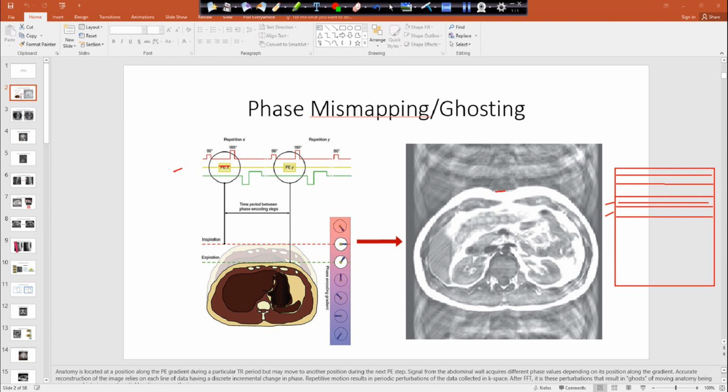The phase direction, remember, is always our shortest axis of the anatomy. So here on this abdomen, you can see A to P is the shortest axis, so that's why they selected A to P to be the phase encoding axis. Okay? So you can see here how it gets that other name, ghosting, because it just looks like the abdomen ghosting across the image. And then this comes from motion. So that's where it gets the other name, motion artifact.